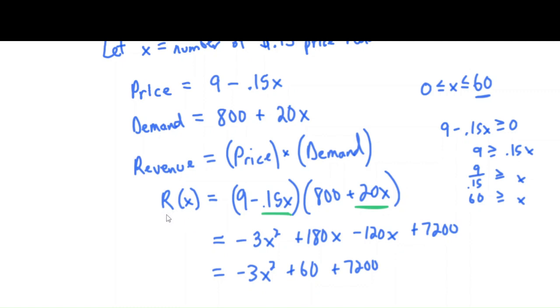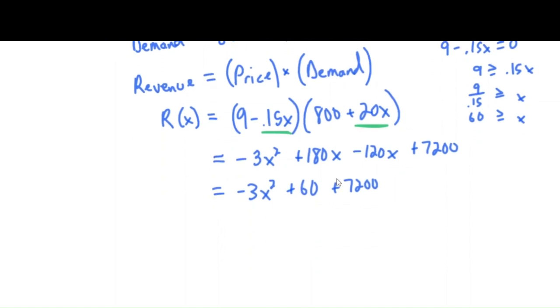Well, we found our revenue function by doing the price times the demand, and we found the price and the demand by these equations. Then we FOILed this out and simplified it down. Now what we need to do is take the derivative. Okay, r prime of x is negative 6x. Oh, I forgot to put the x there. Plus 60.